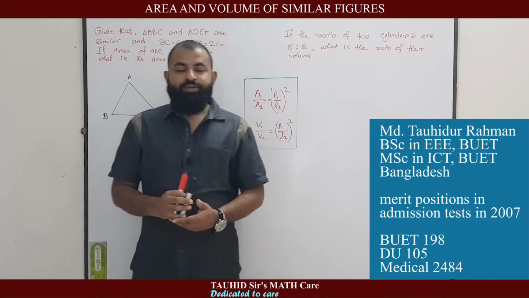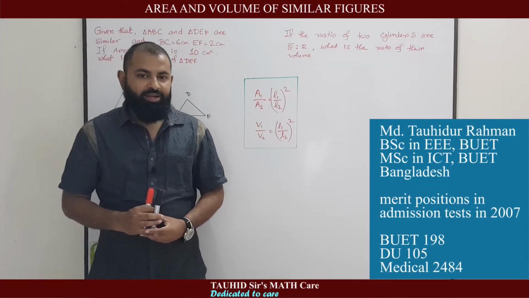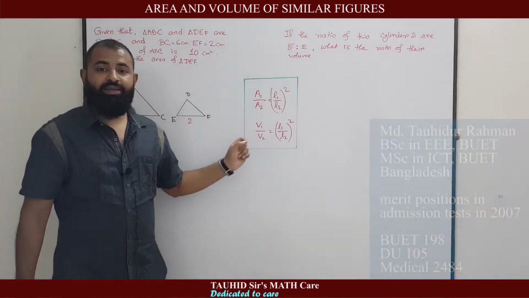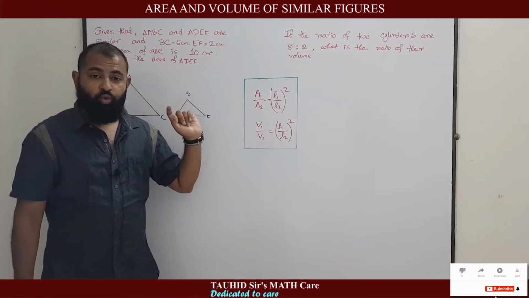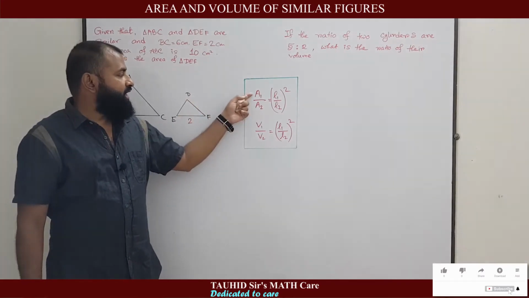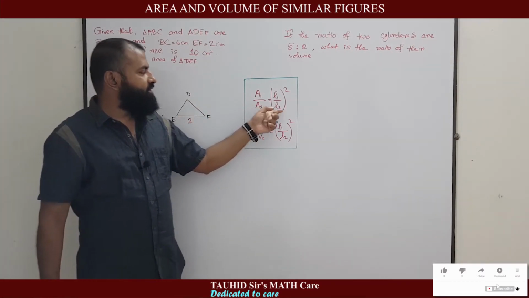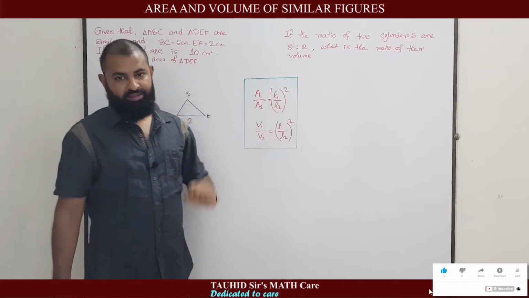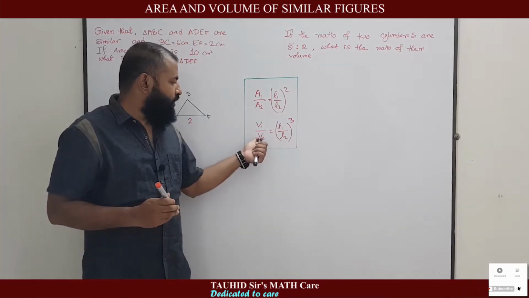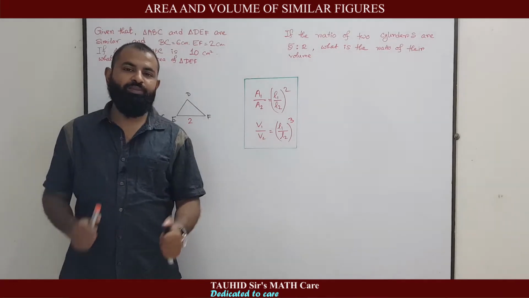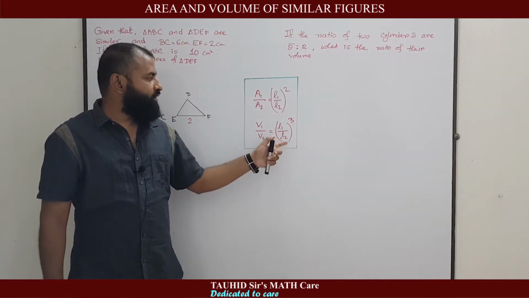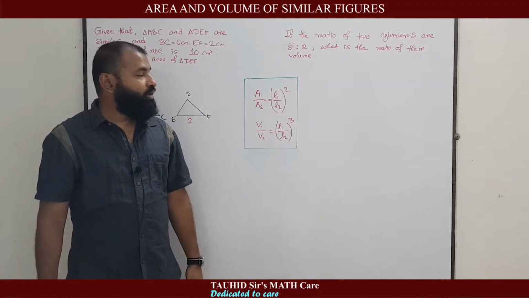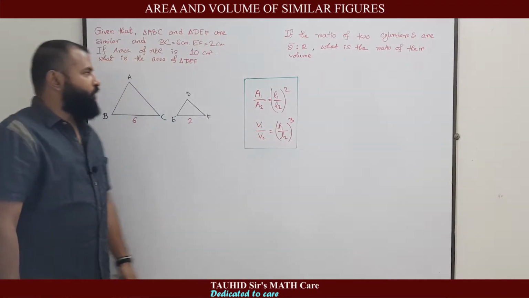Now we will use a specific property of similarity, that is similarity in case of area and similarity in case of volume. For two similar figures, the ratio of their area is equal to the square of the ratio of their length, and the ratio of volume of two similar figures is equal to the cube of ratio of their length. For example, I have written here two questions.